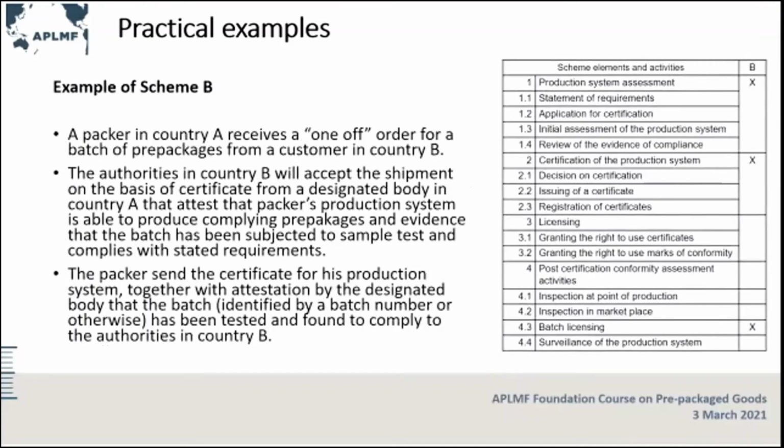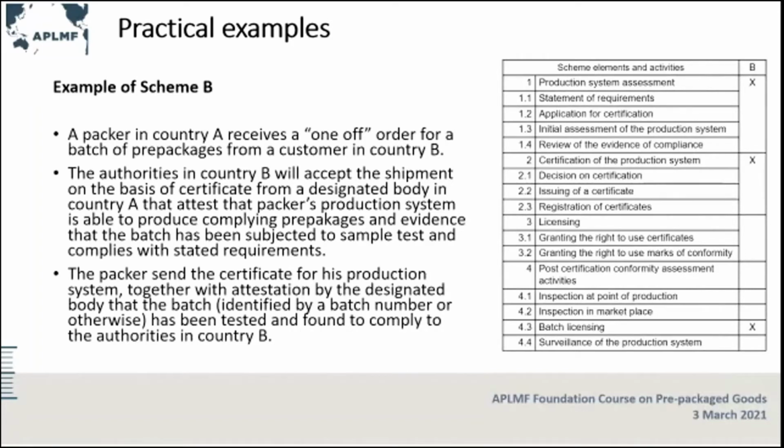So this is the example of scheme A. How about scheme B? Scheme B is very similar to scheme A, only the post activities are different. So we can say that if a packer in country A receives a one-off order for a batch of prepackages from a customer in country B, the authority in country B will accept the shipment on the basis of a certificate from a designated body in country A that attests the packer's production system is able to produce complying prepackages, and evidence that the batch has been subjected to sample testing and complies with the statement requirement.